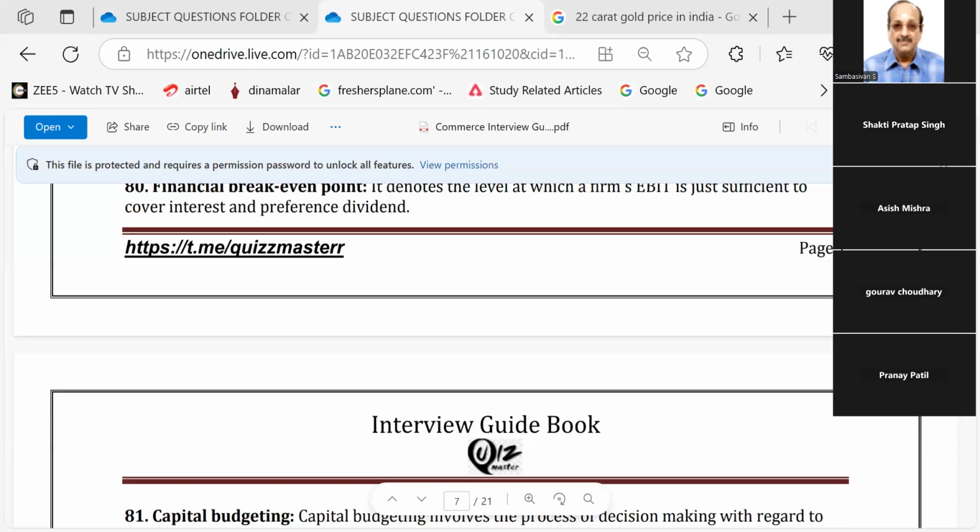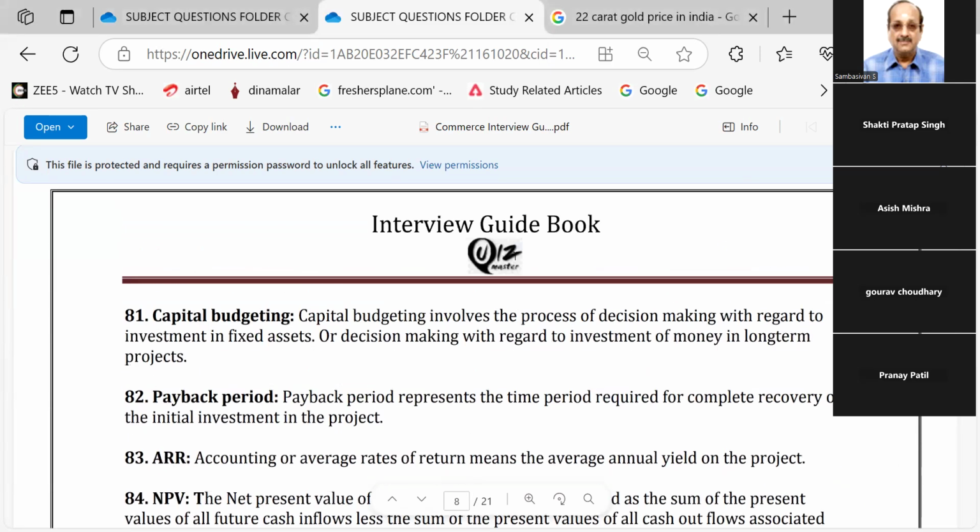Yeah, very good. Next, I think we were with our Gaurav. Gaurav ji, you are there with us now. Yes, sir. Gaurav, please read from 81 to 90.